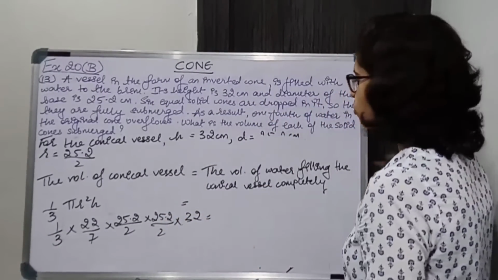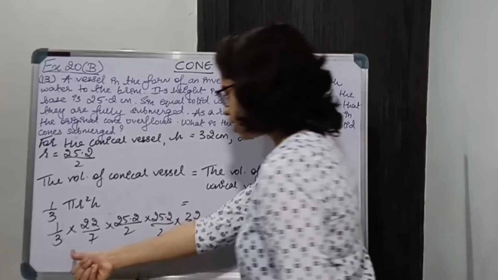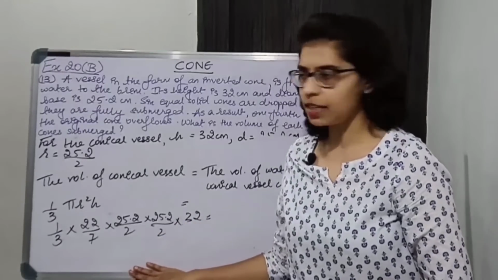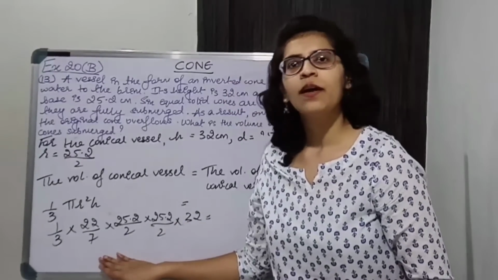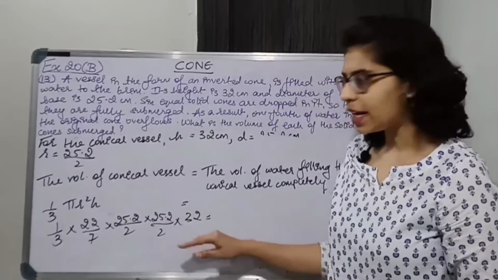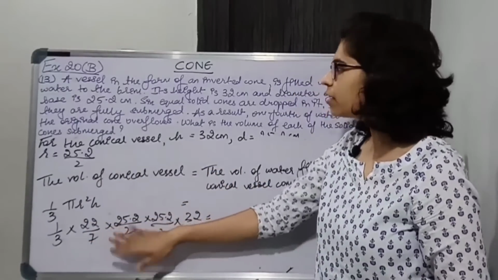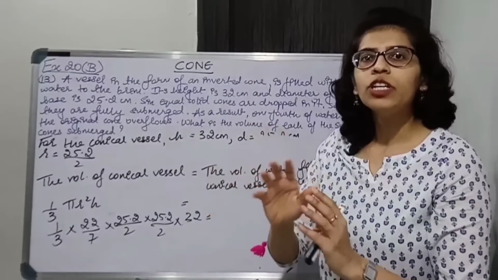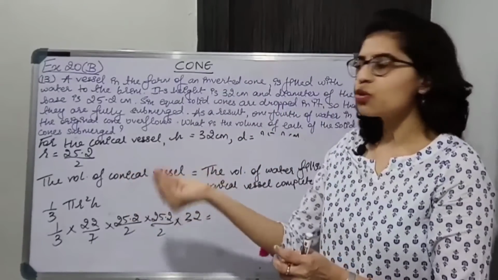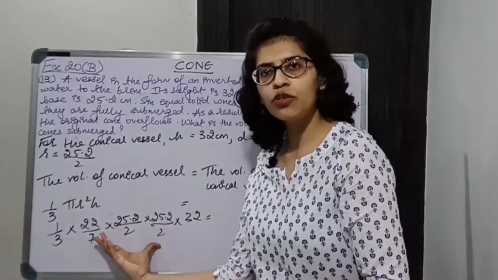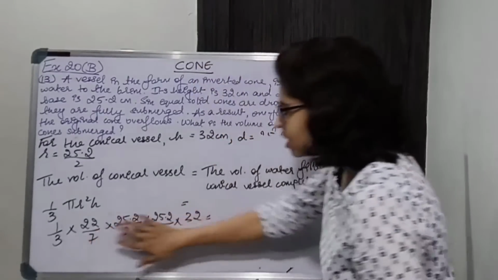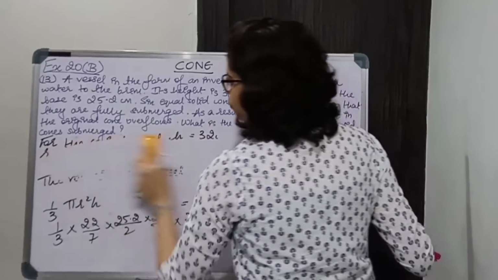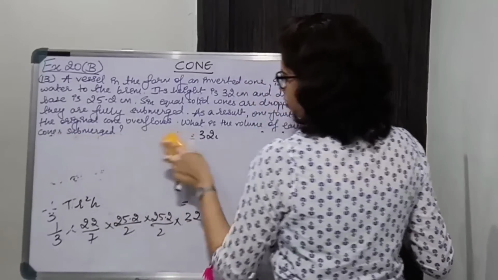So the volume of water filling the conical vessel is equal to this volume. Now we won't calculate this. Why are we not calculating this? Because we have to find not the volume of this conical vessel but 1/4 of the water, because 1/4 of the water will give you the volume of the cones. So we need to know 1/4 of the volume of this. Keep this as it is, don't calculate. Let us find 1/4 of the volume.